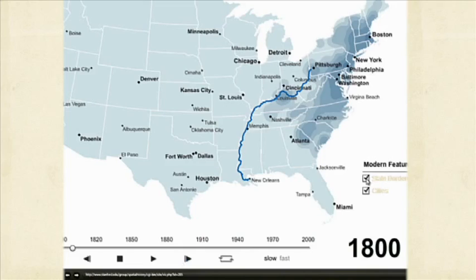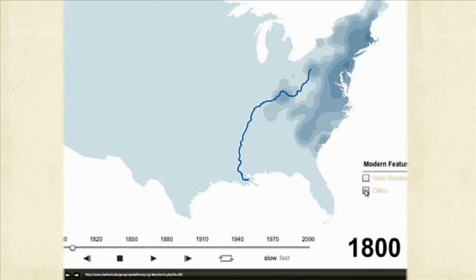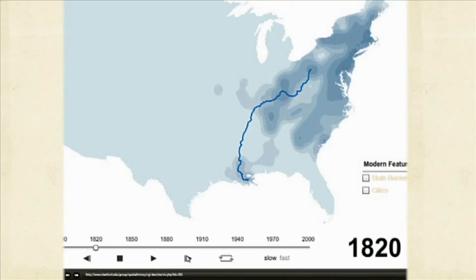Okay, let's take out the modern state features. Let's take out the cities, just so that you can concentrate and notice the way the population distribution is changing. So here we are in 1800, before the Louisiana Purchase. With New Orleans securely in the hands of the United States and the valley secure, look at what happens to the population distribution as you go to 1810, 1820, 1830. America is moving west.